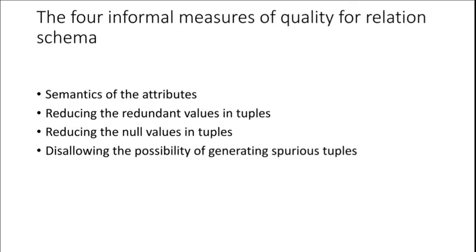So what are those guidelines? The 4 informal guidelines are: first one is semantics of the attributes, which I will explain in detail. Next is reducing the redundant values in tuples, third is reducing the null values in tuples, and the last one is disallowing the possibility of generating spurious tuples. Getting it, guys? So these are the 4 guidelines.